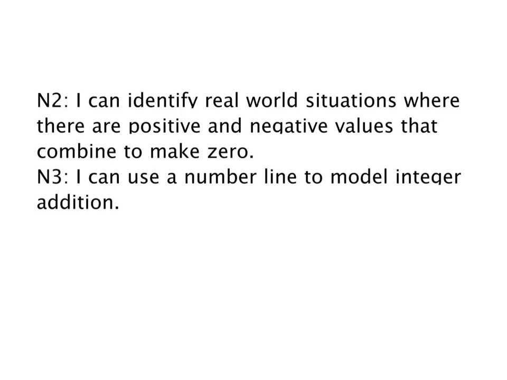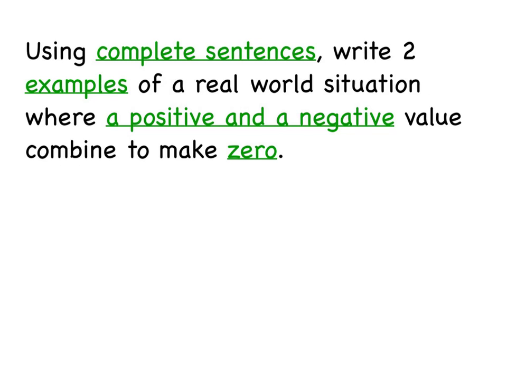Our I can statements are, I can identify real-world situations where there are positive and negative values that combine to make 0. I can use a number line to model an integer addition. For N2, this is an example of what you'll be asked to do on the quiz or the test. The directions will say, using complete sentences, write 2 examples of a real-world situation where a positive and negative value combine to make 0. And I want you to remember that we're talking about opposites here.